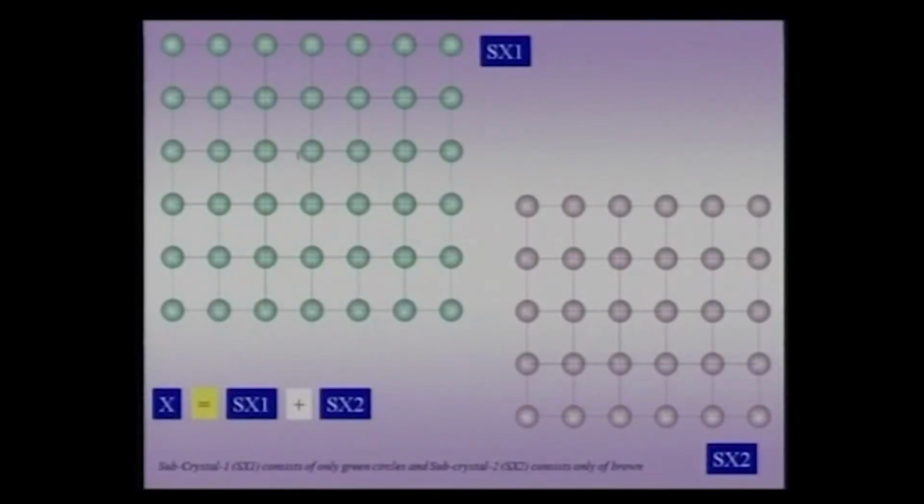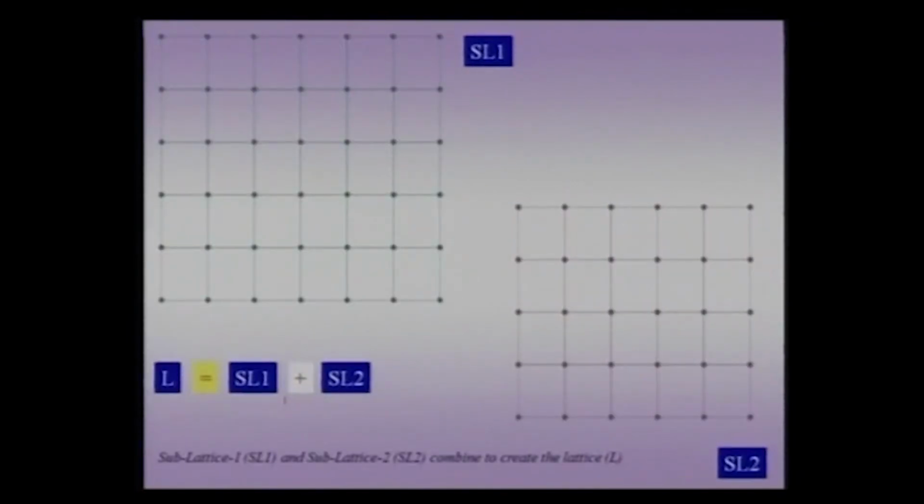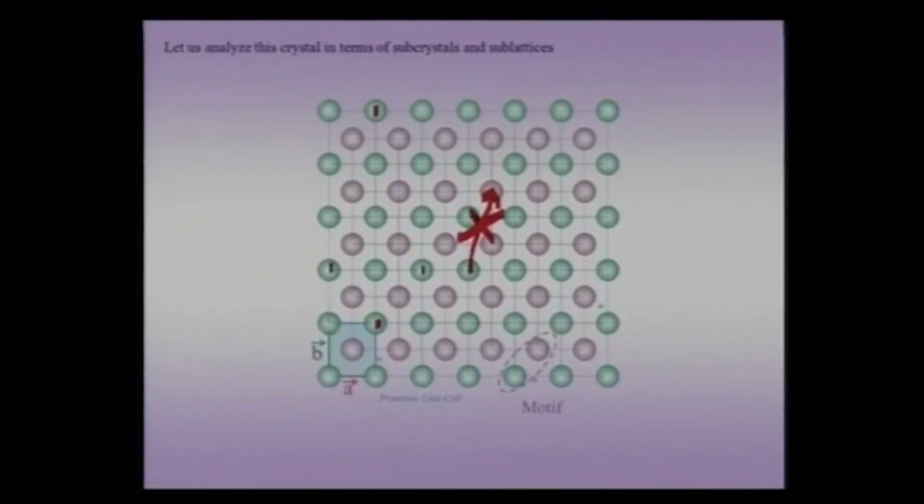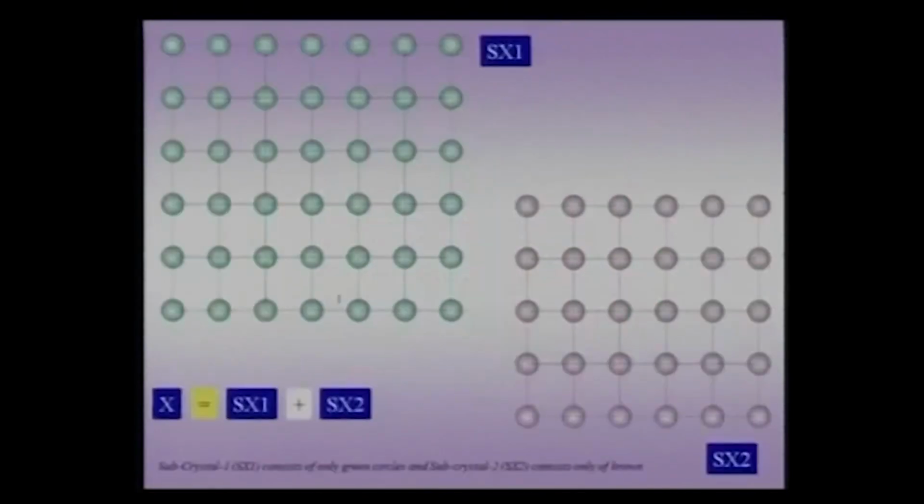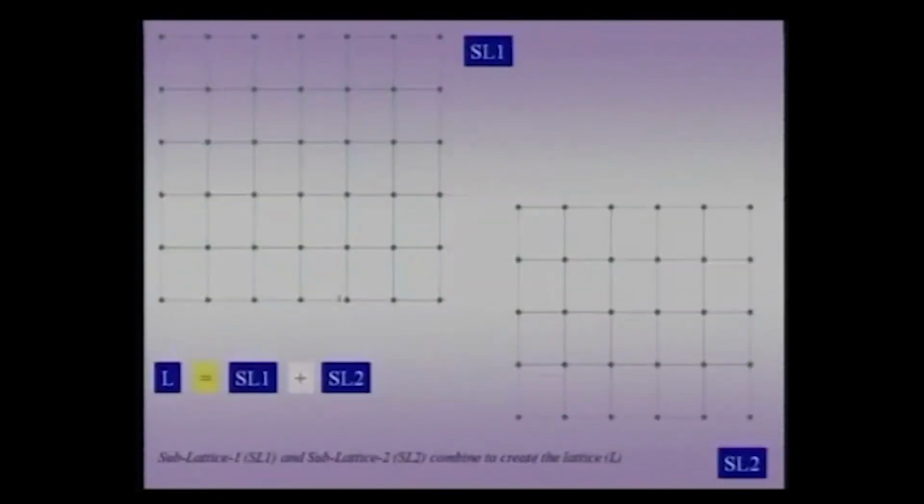So I have these two subcrystals, one with green circles and one with brown circles, and the supercrystal is a superimposition of these two subcrystals. So let us now break this lattice also into two parts. I can consider the original lattice, which is, to be more precise, a superposition of both the brown and green positions, as a combination of a lattice which consists only of green positions and a lattice only of brown positions.